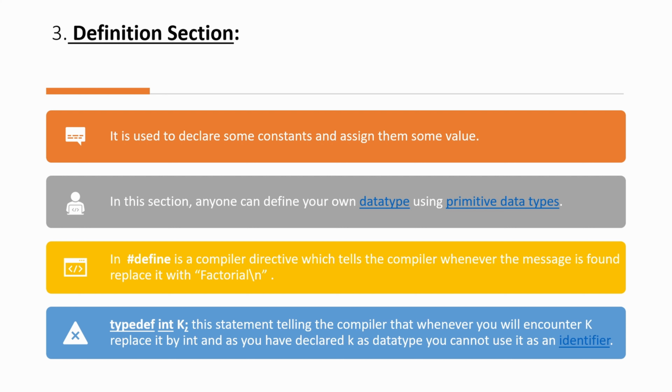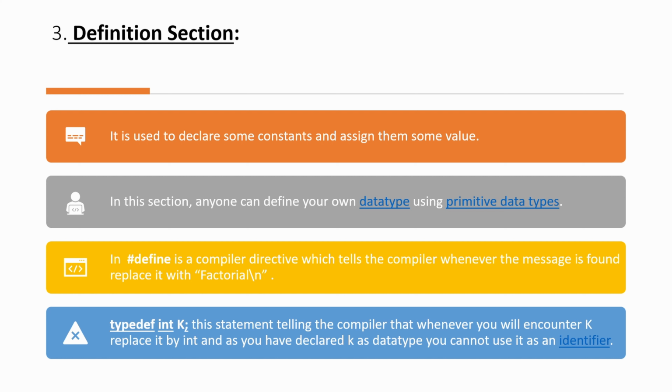The third one is the definition section. This is one of the important ones, and it is used to declare constants and assign them values. Constants are those which stay constant throughout the program, whose value we cannot change. We can assign values to constants in the definition section. We can also define our own data types. Define is a compiler directive which tells the compiler whenever the message is found.